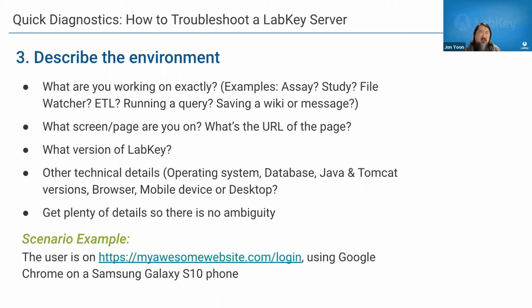And then other technical details, such as your operating system. Windows machines work differently than Macs, and they work differently than Linux boxes. What database are you using? Postgres SQL works differently than Microsoft SQL, although they're both relational databases. The version of Java and Tomcat that you're on is important because if you're on an old version of Tomcat or an old version of Java, they may not be compatible with what version of LabKey you're using.